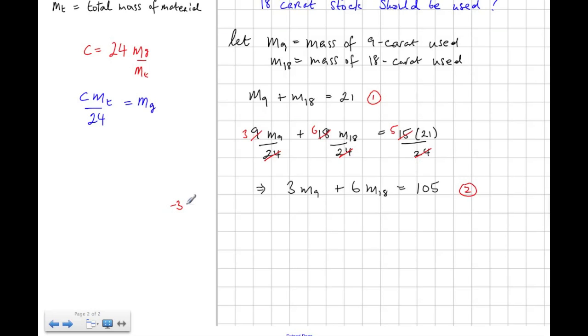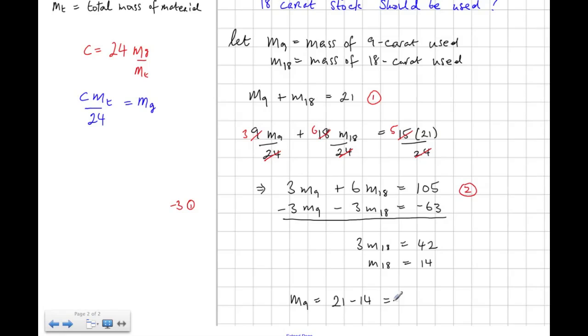And now we have 2 equations. At this stage, it's solving simultaneous equations. If you take the first equation multiplied by minus 3, we get minus 3m9 minus 3m18 is equal to minus 63. And just subtracting these, the m9s cancel out, and we end up with 3 times the mass of 18 is equal to 42. 3 goes into 42 14 times. So the mass of the 18 used is 14 grams. Now we know in total it's 21 grams, so if you take 14 from 21, the mass of the 9 carat gold must be equal to 7 grams. And that's how we do that question. It's all about getting started correctly.